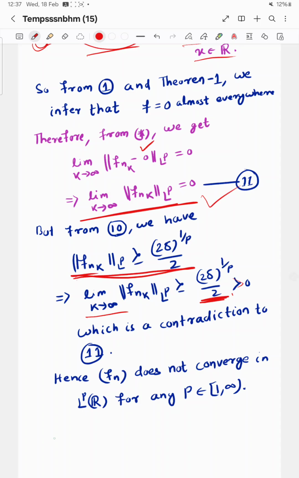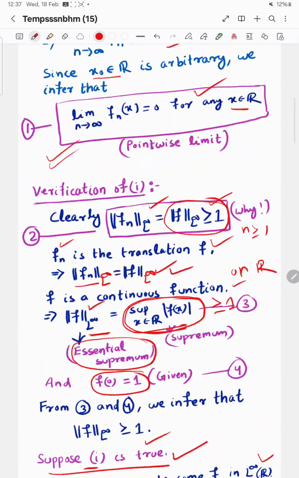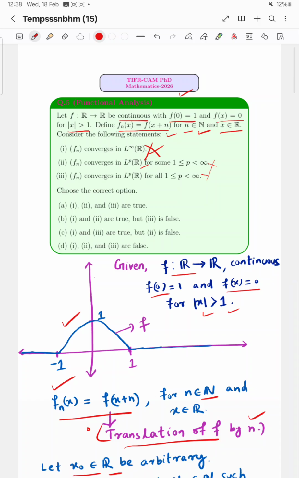Therefore it implies that fn does not converge in the LP space for any p. Means for all p, fn does not converge. If you take any p, then fn does not converge. Option 2 says that for some p it will converge, so it is false. Option 3 says that fn converges in LP for all p, so it is also false, because fn does not converge in LP for any p. Therefore all three options are false.